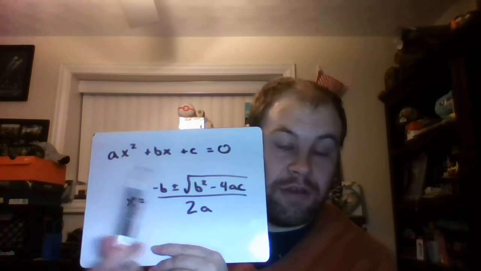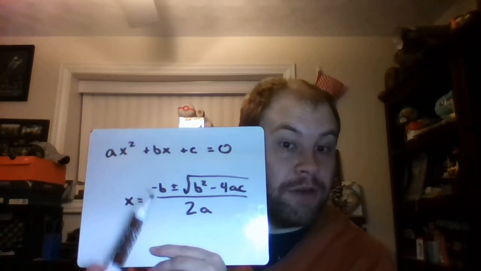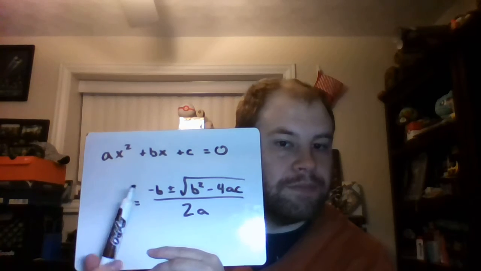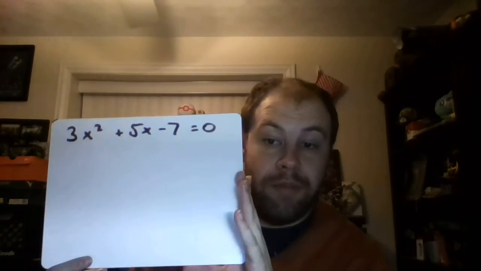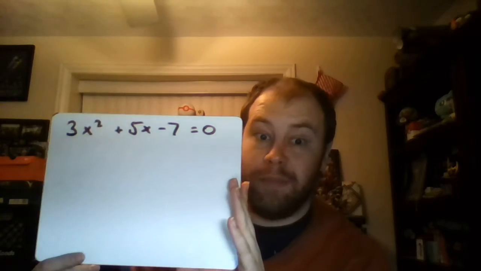This is a really difficult equation to follow, but if we can get it to work, we got it. So let's do an example. So here's our equation. We've got 3x squared plus 5x minus 7. That's a pretty difficult trinomial to do. But using this formula, we should be able to get it figured out.